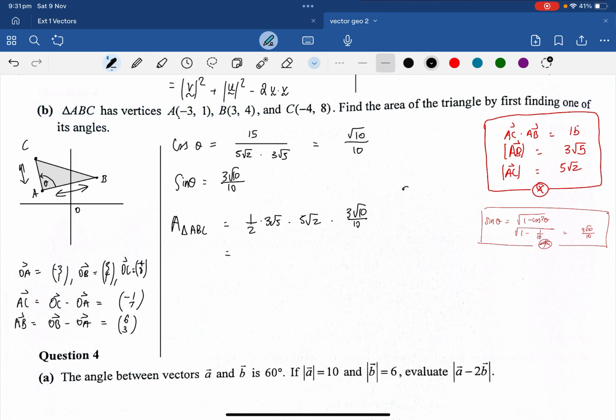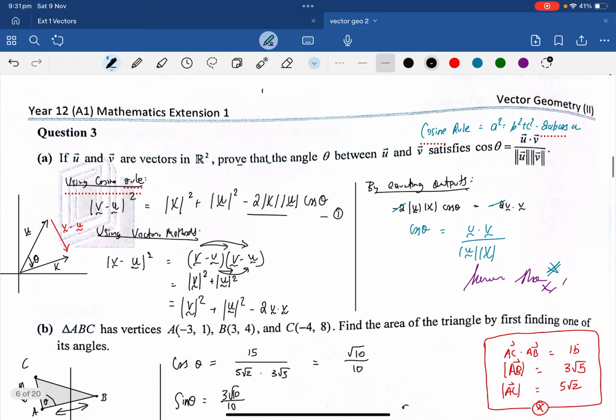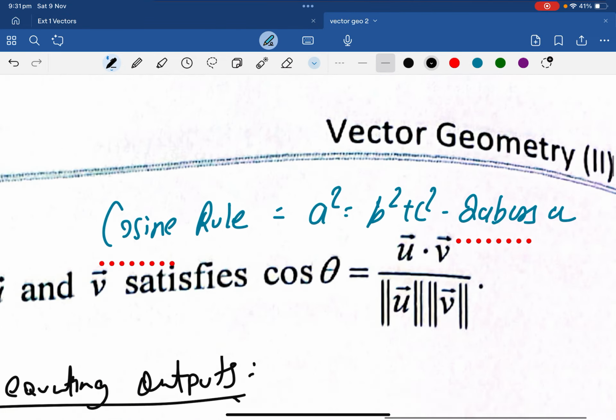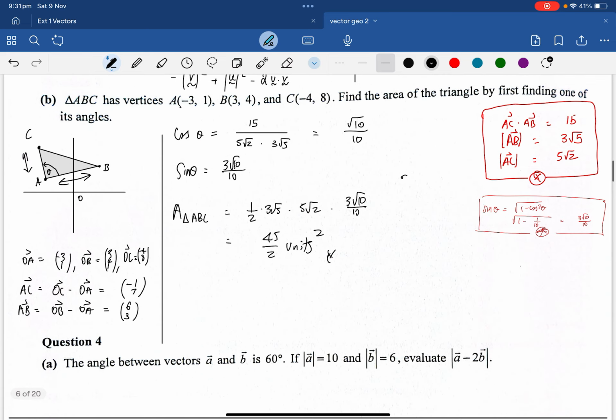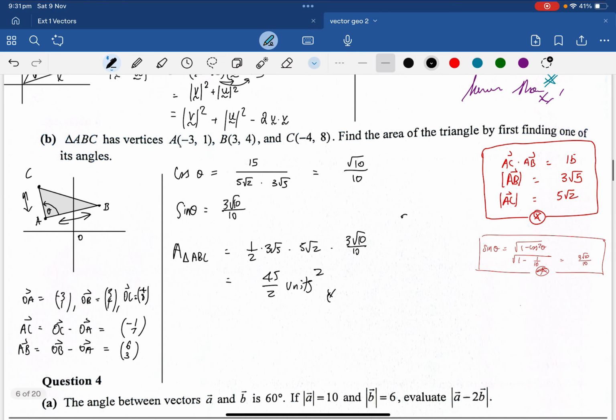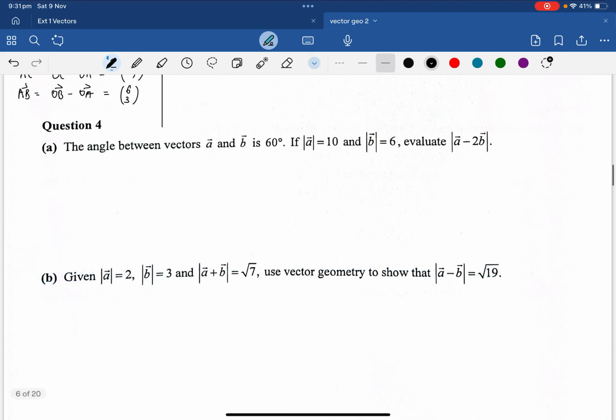Okay, punch all this into your calculator. 1/2 into 3 root 5. Ensure you're typing it in correctly, because I made a mistake right there. And that's just equal to 45 on 2. Because it's area, you've got to include the unit squared. Easy. So not a particularly hard problem, but it really did depend on knowing your fundamentals, right? That's all that I have to say here. Let's look at the next question.